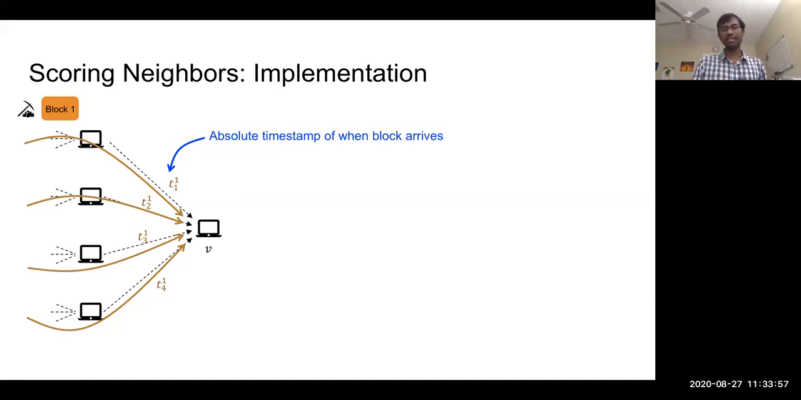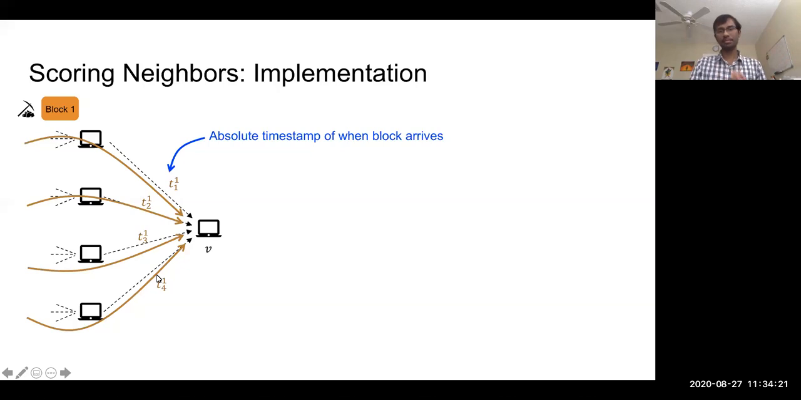And there's some notation here that I'm going to be using for the next few slides. So T would denote the absolute timestamp of when the block was received by V. The superscript here denotes the block index. So this is block 1, so the superscript is 1. And the subscript denotes the neighbor index. So this is the timestamp for neighbor 1, neighbor 2, neighbor 3, and neighbor 4.